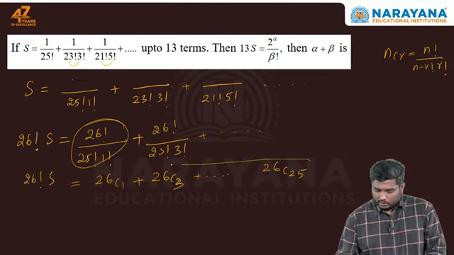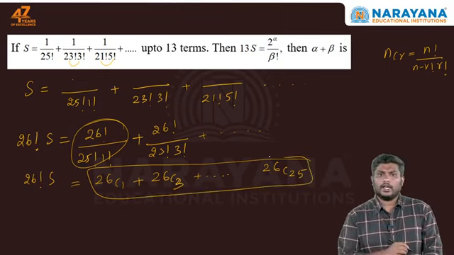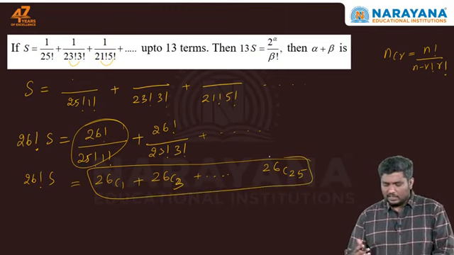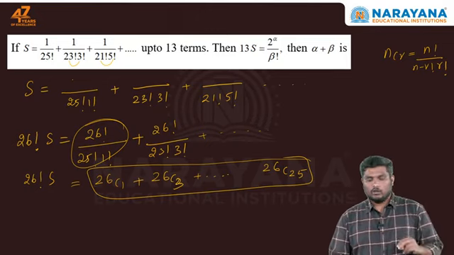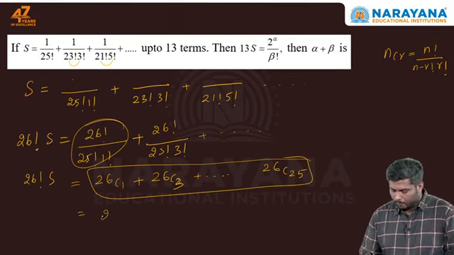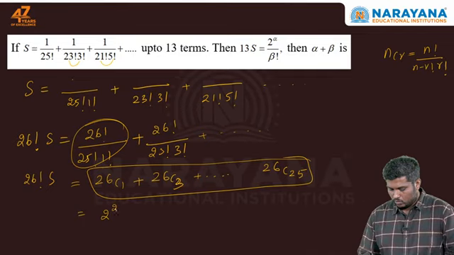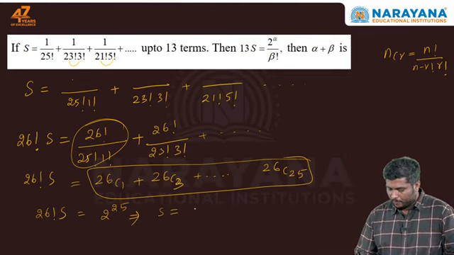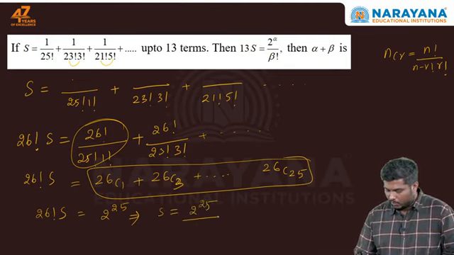Now guys, what is this? Once again, basic summation. NC1 odd coefficients. When you have odd coefficients, it is going to be 2 power 26 minus 1, 2 power 25. So 26 factorial into S is equal to 2 power 25. What is S? 2 power 25 by 26 factorial.